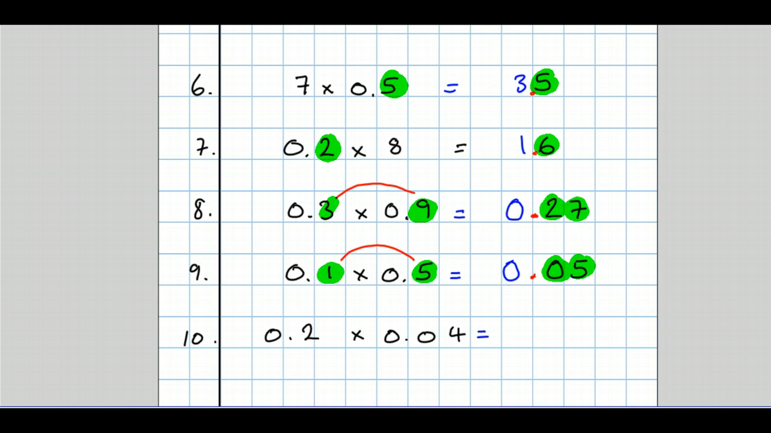And finally, let's see if we got this one right. 2 times 4 is 8. Let's look at the question. We've got 1, 2, 3 figures after the decimal point. We've only got 1 figure. So I'm going to need 2 zeros here. Now I've got 3 figures. That needs to be after the decimal point. And you can't begin a number with a decimal point. So there's the answer, 0.008. Okay, I hope you've got the hang now of multiplying decimals.